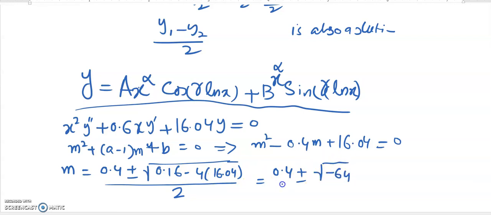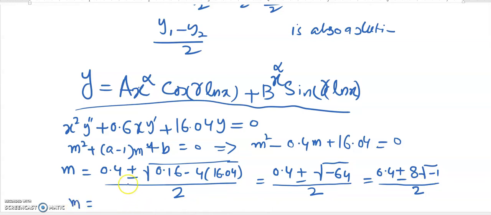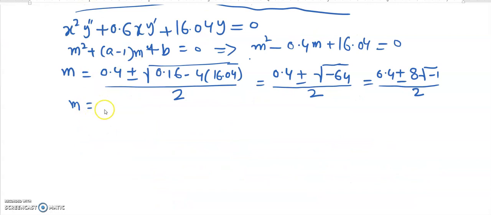If you calculate it, it will be exactly minus 64, divided by 2. So 0.4 plus minus, the square root of 64 is 8, and what is left is the square root of minus 1. So m will then be equal to 0.2 plus minus 0.4 divided by 2, 0.2 plus minus 4 times the square root of minus 1, which is i.